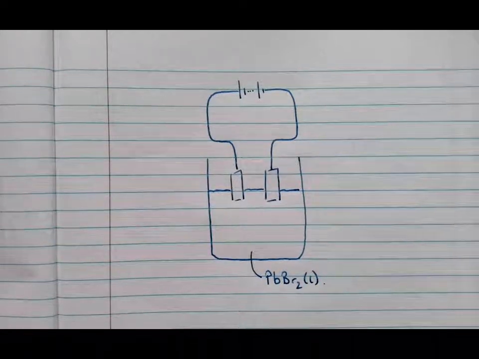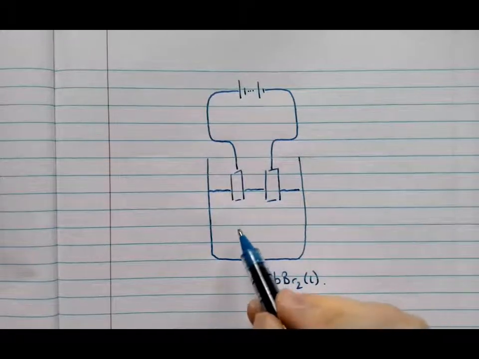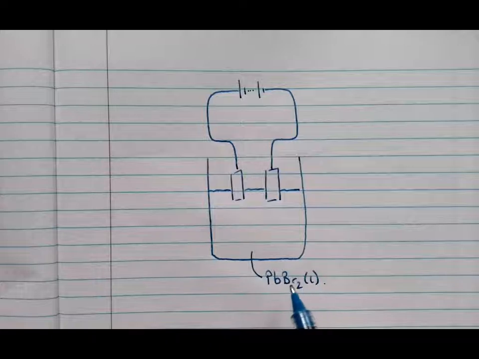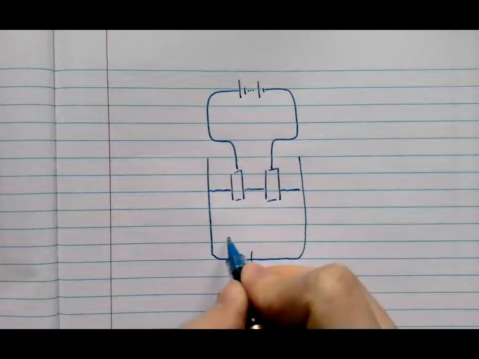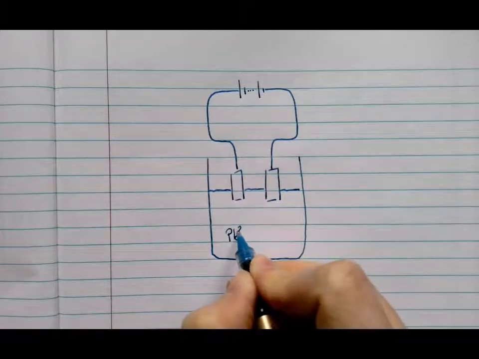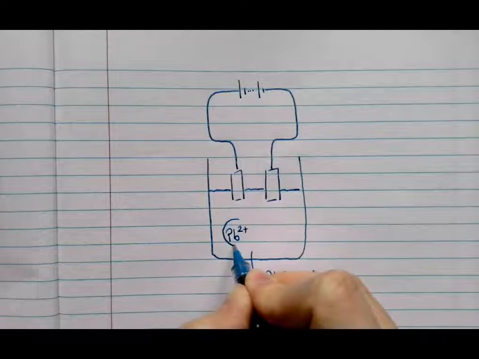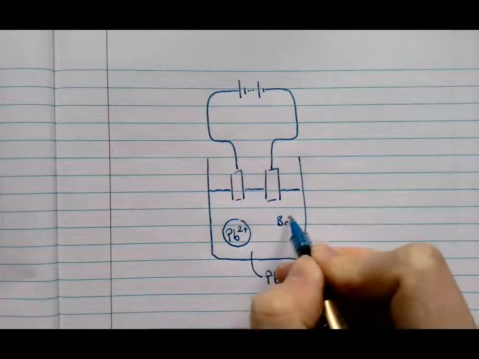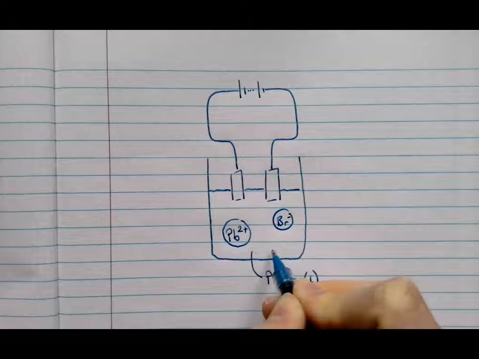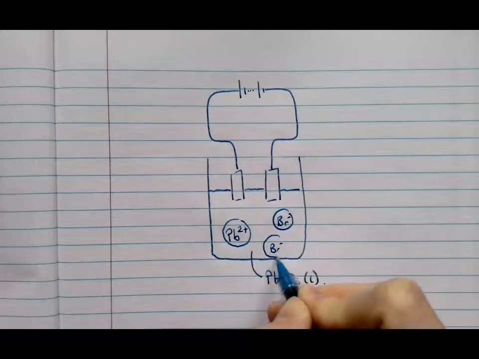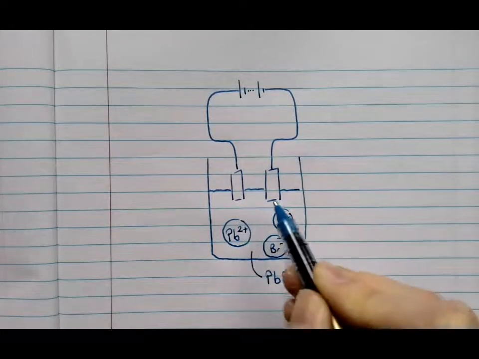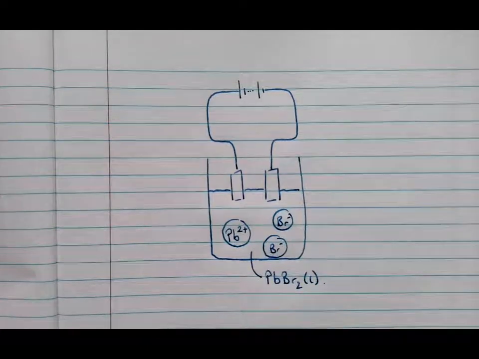melts, and we then have in here, remember this is not a solution, there's no water in here, this is just pure liquid lead bromide. We're going to have our Pb2+ lead ions, and we're going to have our Br- bromide ions. Now I'll draw two of those because it is in the ratio of 1 to 2. However, you have to remember there're going to be quite a lot of these ions in the liquid.